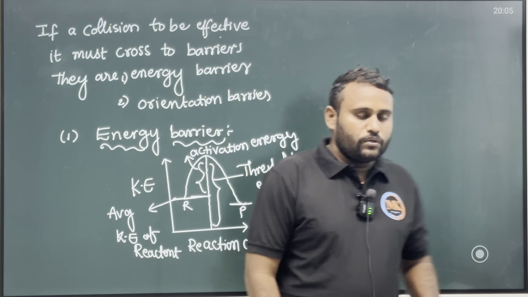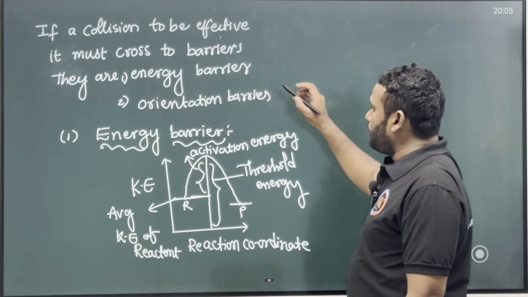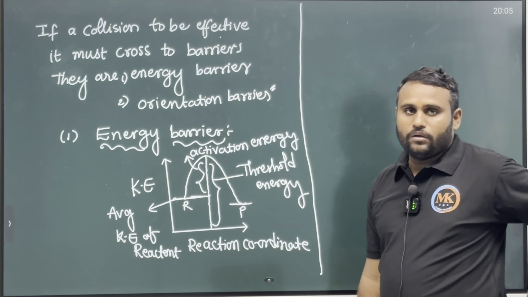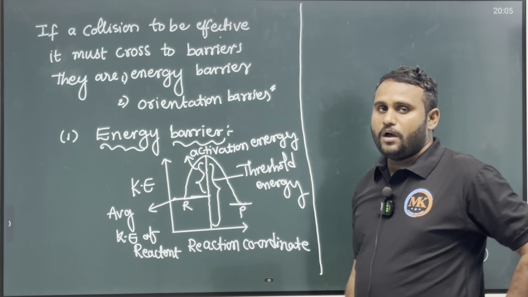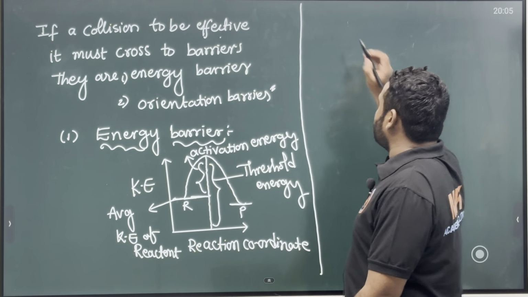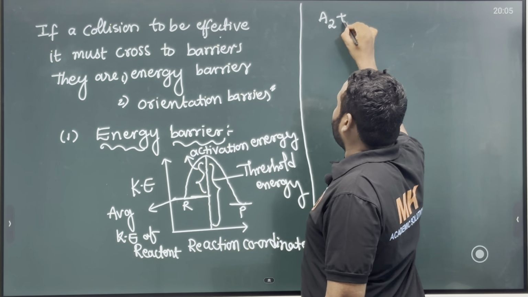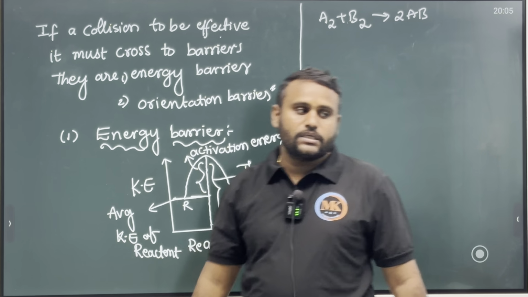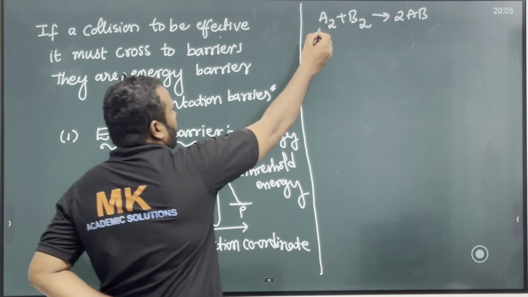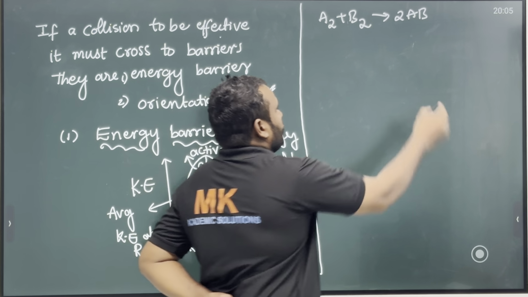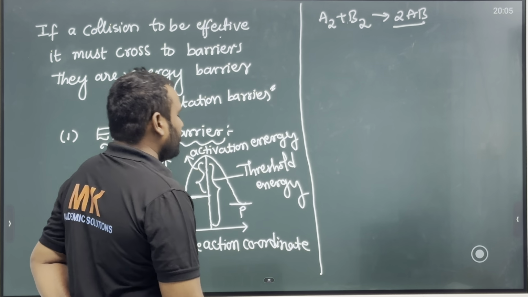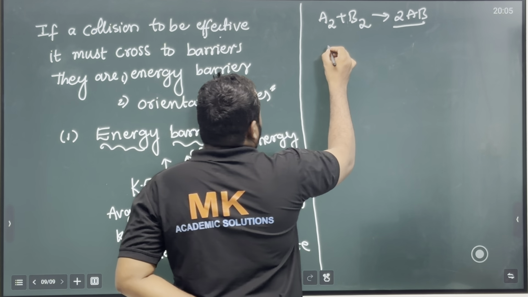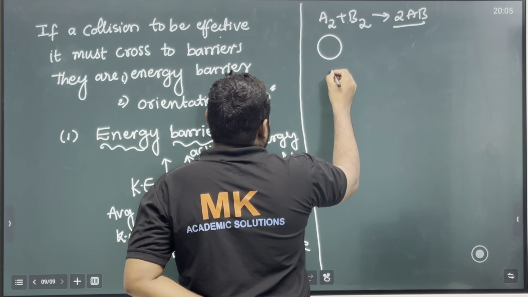Not only the energy barrier, but one more barrier is there, that is the orientation barrier. A reactant molecule must cross the orientation barrier also; it should take proper orientation. For example, a reaction between A2 plus B2 gives rise to 2AB. In this reaction, A2 is a reactant, B2 is a reactant, and 2AB is the product. Here they must orient properly, then only they will give product.